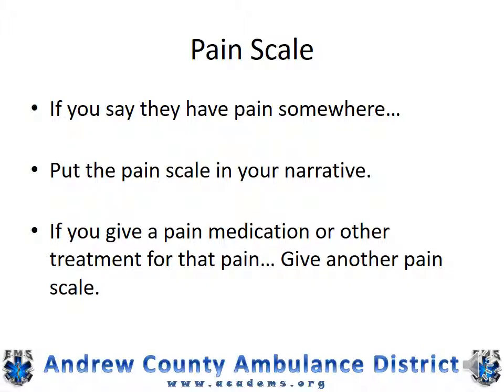Pain scale. If you say they have pain somewhere, there needs to be a pain scale in the narrative. If you gave a pain medicine or other treatment for that pain, give another pain scale. So if you say that initially they're having chest pain rated 10 out of 10, gave 1 nitro, it dropped it to a 7 out of 10. Gave 2 milligrams of morphine, it dropped it to a 4 out of 10. There needs to be a progression, and a following.